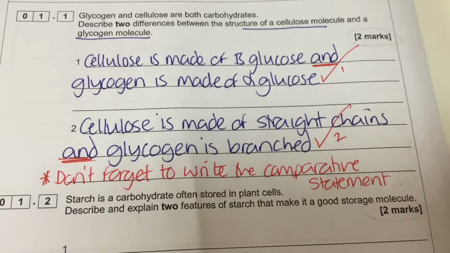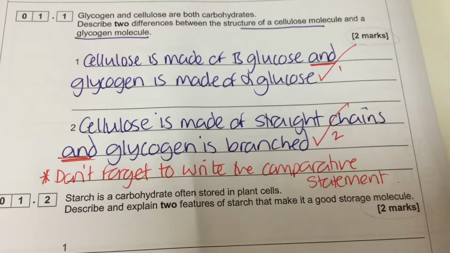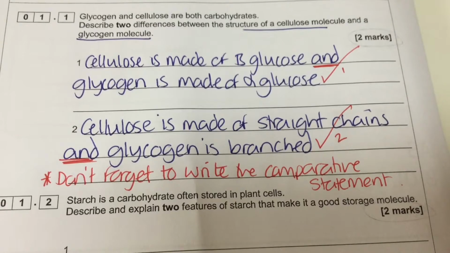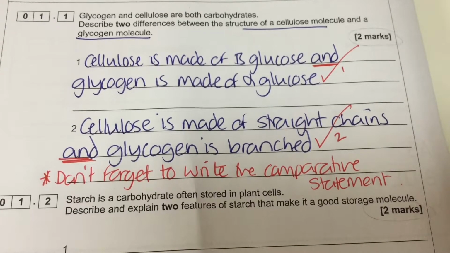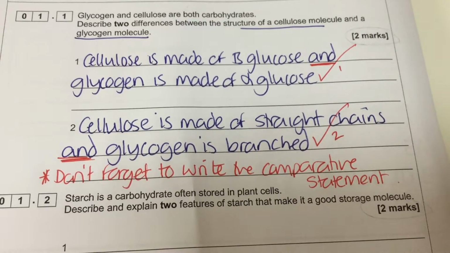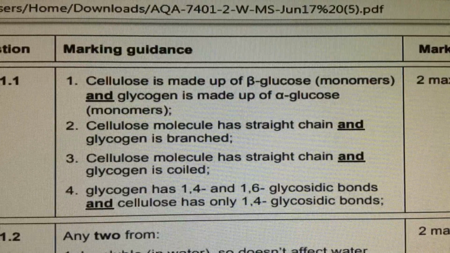Now, where students lost their marks here is they didn't give the comparative statement. They might have said cellulose is made of straight chains, but they didn't say that glycogen is branched. By not being explicit, you're asking the examiner to do the work, and therefore you're not going to get the mark. Other accepted answers are shown here.